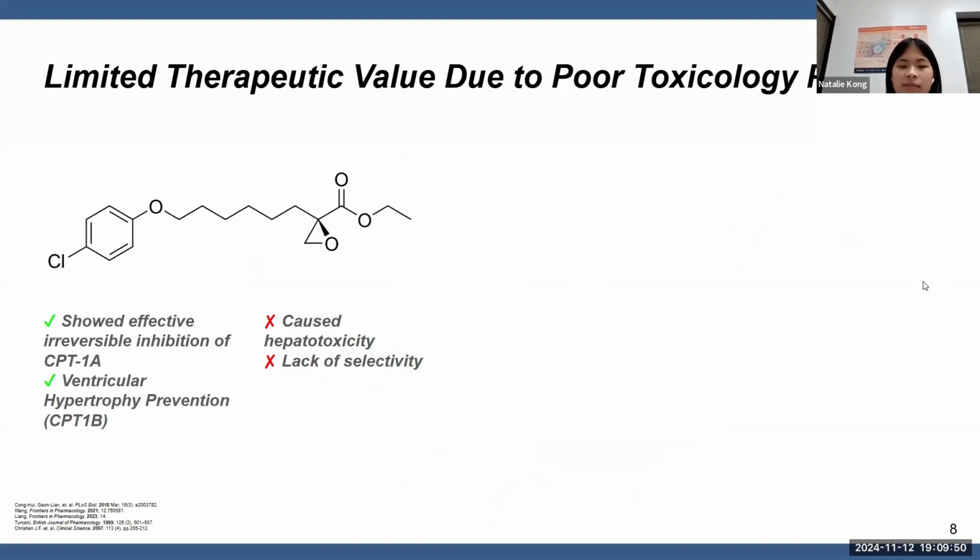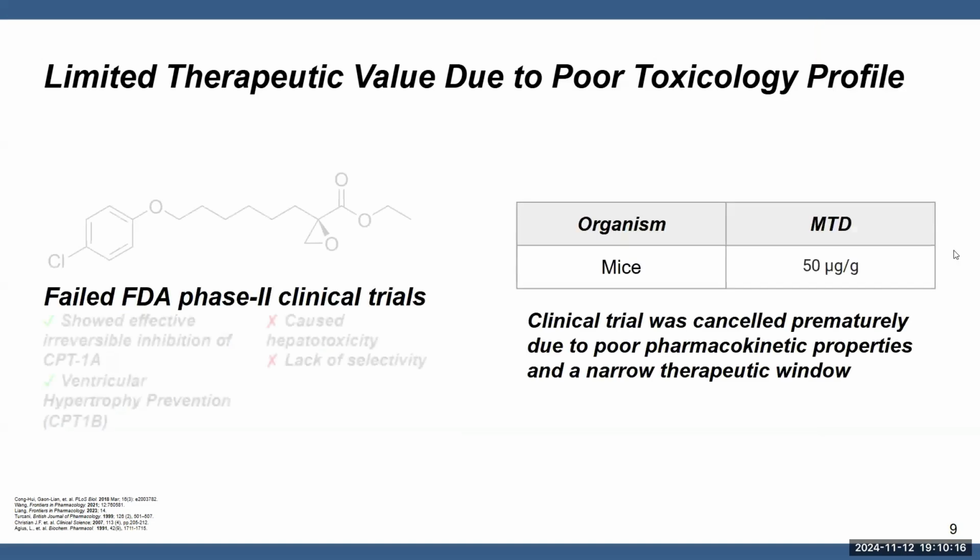Etomoxir did go through phase 2 trials, and it did show initially good promise due to its irreversible inhibition of CPT-1A, and its ability to treat ventricular hypertrophy by inhibiting CPT-1B as well. However, its lack of selectivity between the two isoforms, CPT-1A and CPT-1B, is what caused its eventual downfall and removal from FDA phase 2 clinical trials.